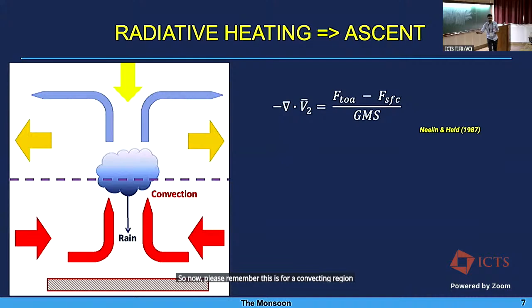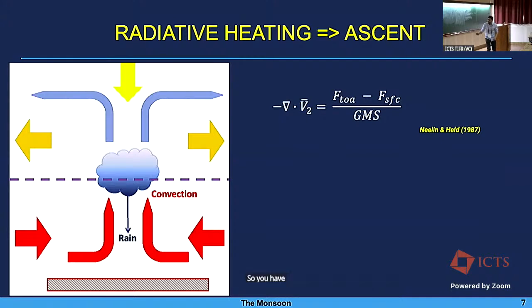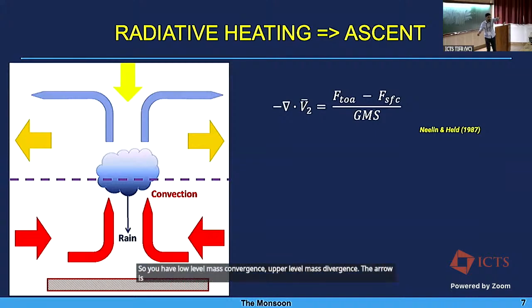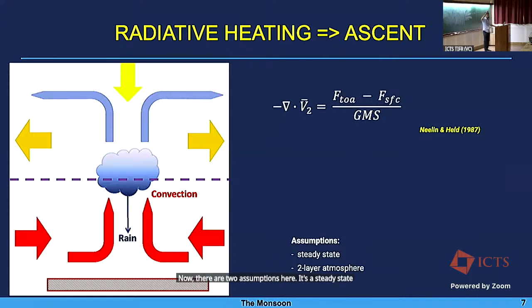There is a cloud here. So whenever there is a cloud, it's a convecting region, most likely ITCZ or monsoon. Okay. So you have low-level mass convergence, upper-level mass divergence. The arrow is downwards, so net energy going into the atmosphere. Okay. Now, there are two assumptions here. It's a steady state and two-layer atmosphere.